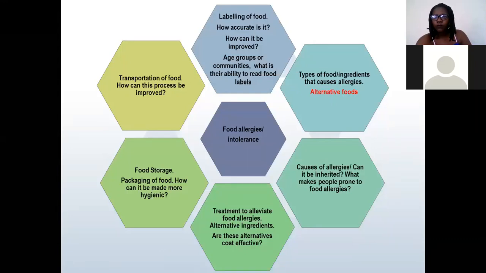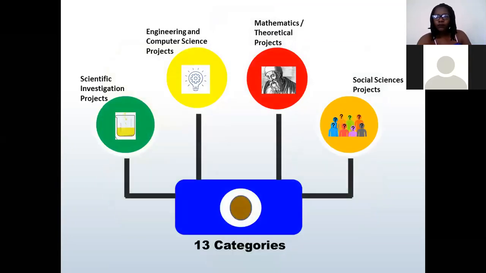We started maybe with the categories, the learner knows which category, but now we've got the 4 different types of projects that the learners will be able to participate in: the scientific investigation project, engineering and computer science, mathematics, theoretical, and then social sciences. This afternoon, the presentation will be around the scientific investigation, where we looked at alternative ingredients from the previous slide. Engineering type projects, where we look at the transportation of foods in that particular area.